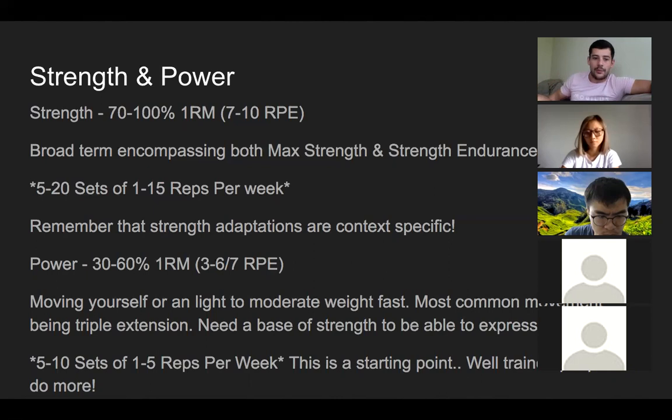If you're looking for power, power being moving a relatively lightweight or a moderate weight really fast, think like a power snatch or a dumbbell snatch, etc. That would be power endurance if you're doing lots of reps. That's kind of 30 to 60% of your 1 rep max, something a bit lighter, which you can move really, really fast. For those, you need a little bit less volume because that's super demanding on your nervous system.